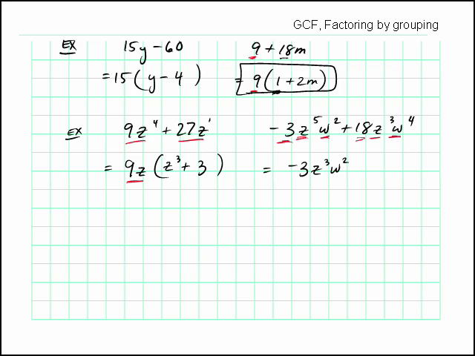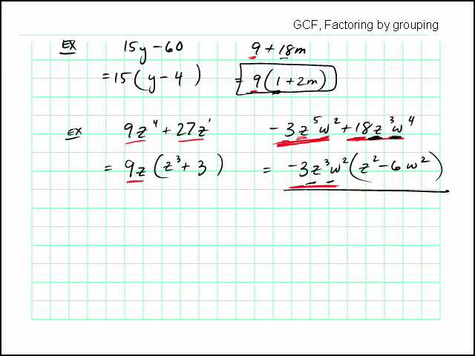This is my GCF. Now for the leftovers. If I take this term and I divide by negative 3z cubed w squared, that will leave me with a z squared, and that's it, just a z squared there. If I take positive 18 right here and I divide by negative 3, that will leave me with negative 6. z cubed over z cubed, that's 1, that's gone. w to the 4th divided by w squared leaves you with a w squared. And there's my polynomial factored. There it is right there.